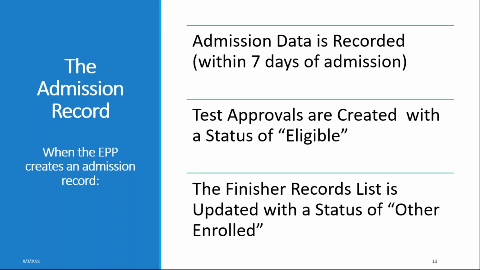It is important to note that you have until August 31st to create admission records for candidates that may have fallen through the cracks and were admitted with no admission record created. You will have until September 15th to create an admission record for anyone admitted with an admission date in the last week of August 2021.